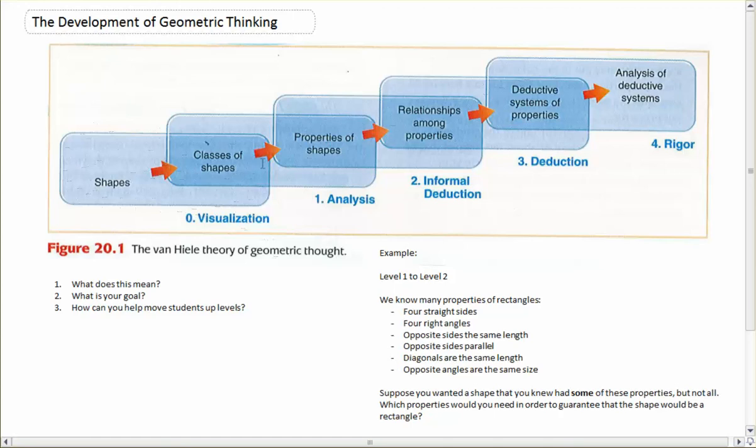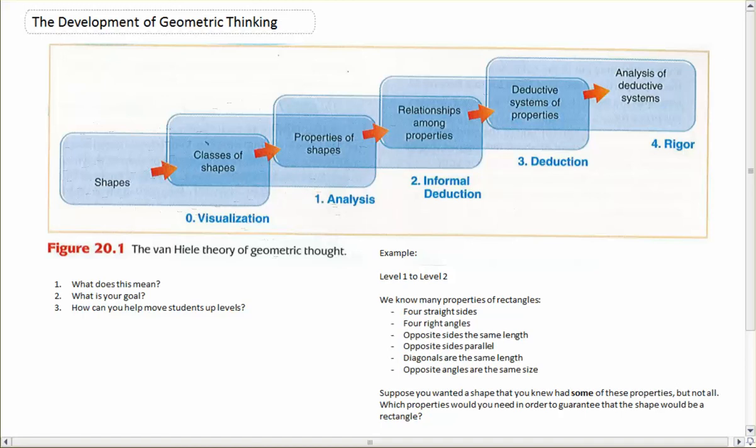At the next level of thinking, inside this next rectangle, in what's called the analysis level, they can take these classes of shapes and start to think about the properties of those shapes. So they know these things are triangles, they know they all look something like each other. They can start to say, what's true about all these triangles? They always have three sides. That's the beginning of some level 1 analysis type of thinking. I can talk about triangles and say, oh yeah, these triangles all have three angles.